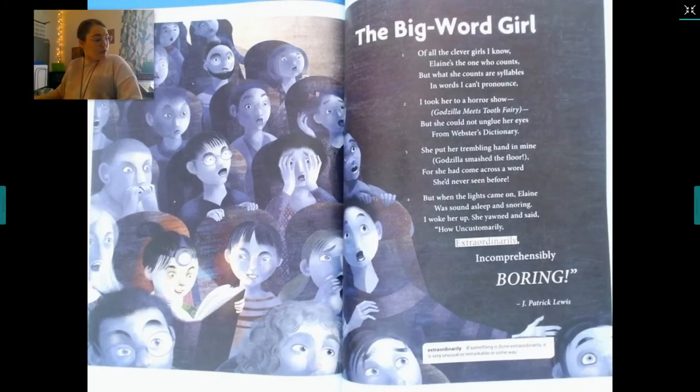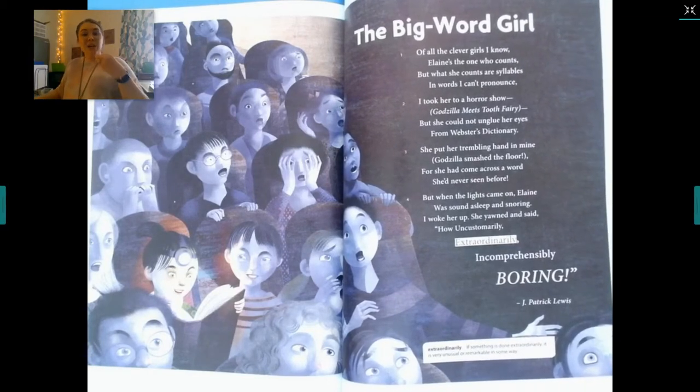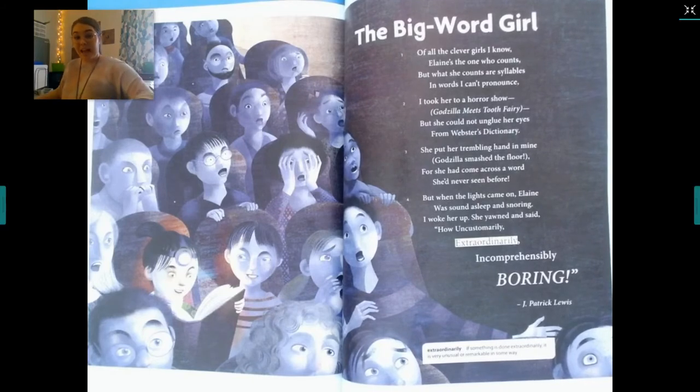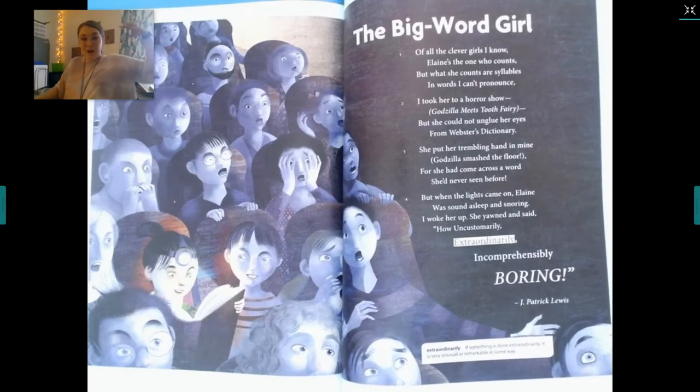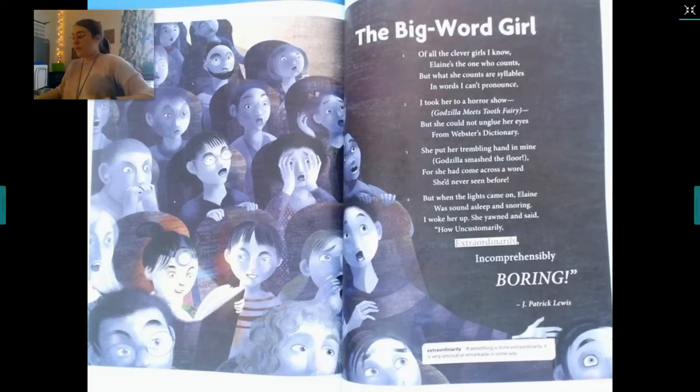I want you to look for the key words: I, we, they. See who is telling the story. Is the narrator in the story with Elaine, or is she telling it from outside of the story? She's not in it. One more time, let's read it.